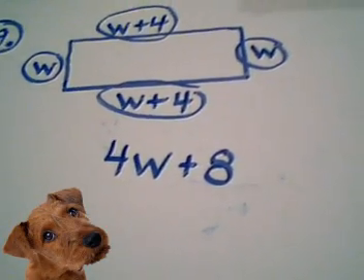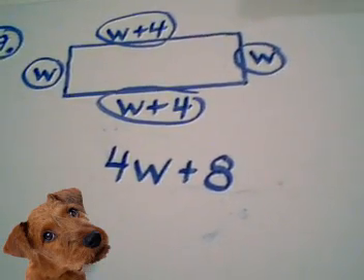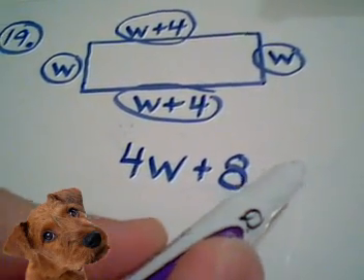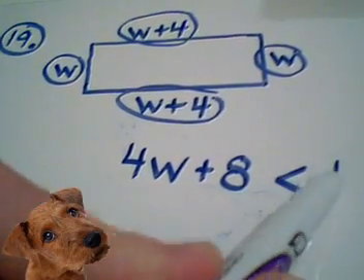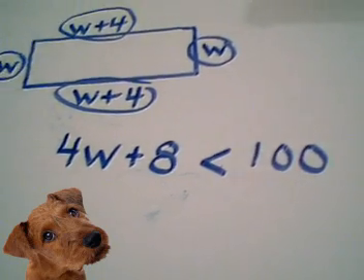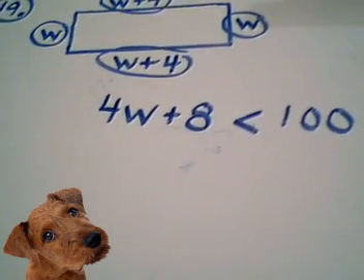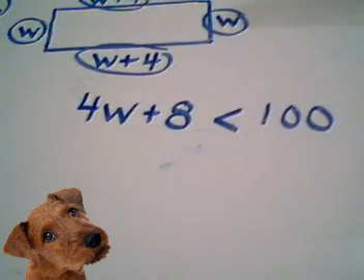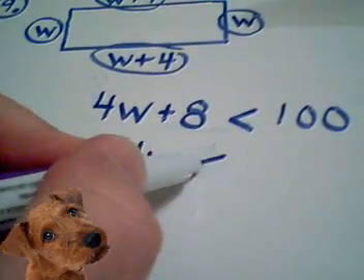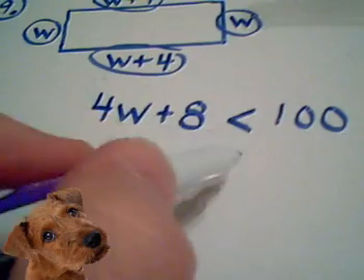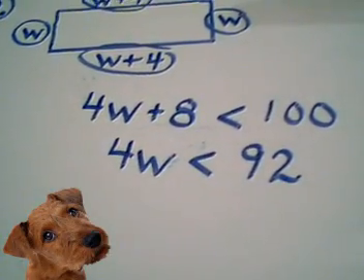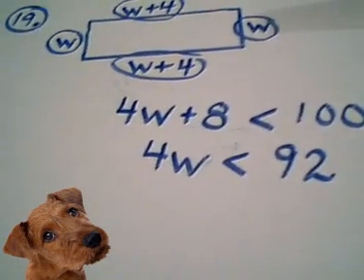All right? Now, that is the perimeter, and in this problem, we want the perimeter to be less than 100 feet. So rather than setting up an equation, we're going to set up an inequality. To solve that inequality, we subtract 8 from both sides, which gives me 4W is less than 92.